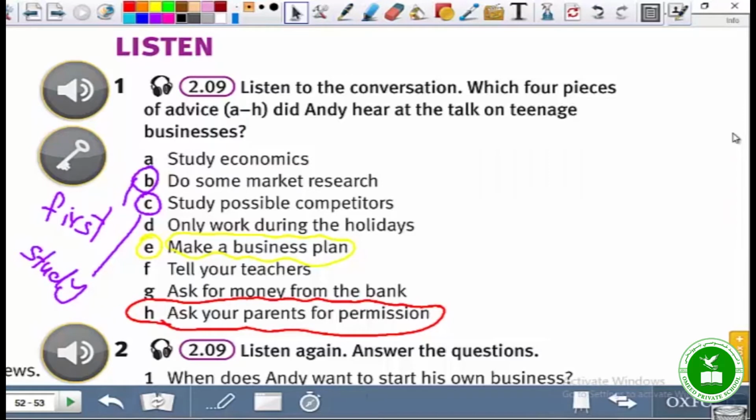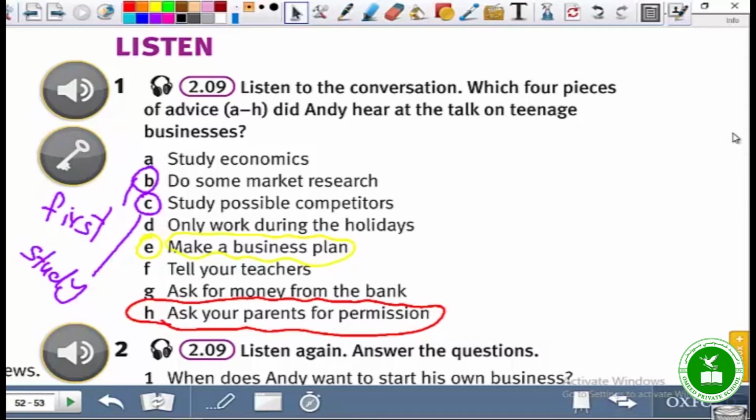Okay, dear students, we have 4 options in here, yes? That person spoke about these options. Which letter? Yes, as we heard and as we listened, which letter? Letter B, yes. Number 1 was letter B. Do some market research first of all. Okay? The second answer was which letter? Letter C. Study possible competitors. Yes? To study possible competition and competitors.